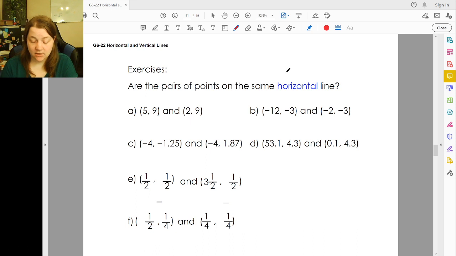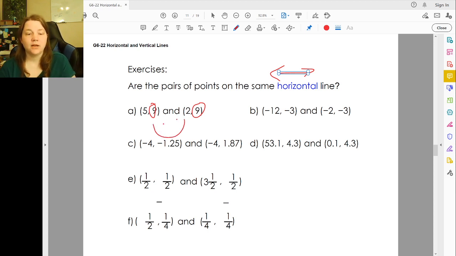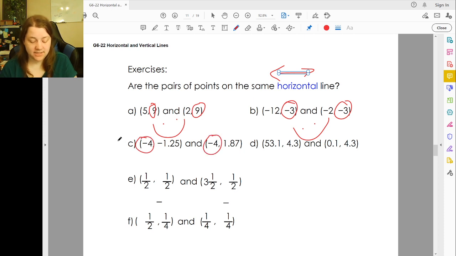So let's take a look and see if these are going to be on the same horizontal line. These have a y coordinate that's the same. That means that they're going to be on the same horizontal line. Letter B also has the y coordinate that's the same. That's going to be on the same horizontal line. Letter C has the x coordinates that are the same. That means they're going to be on the same vertical line.